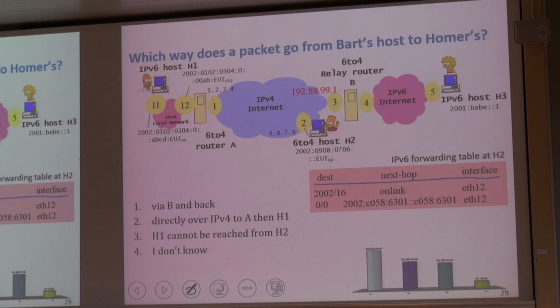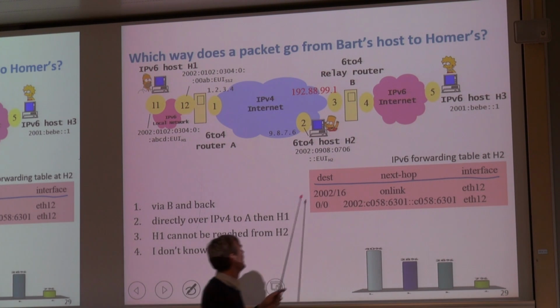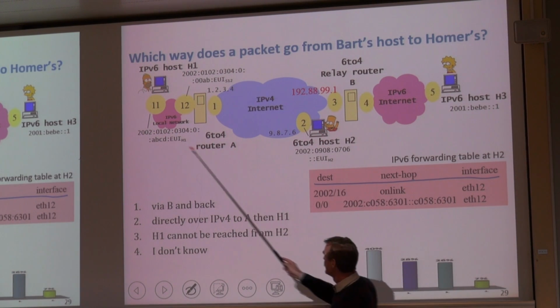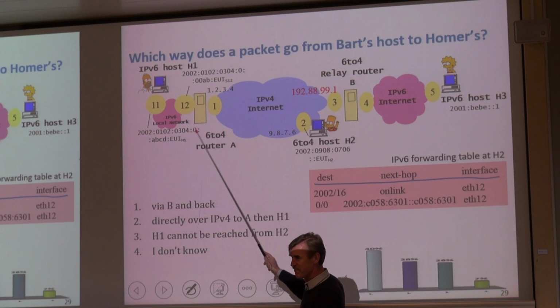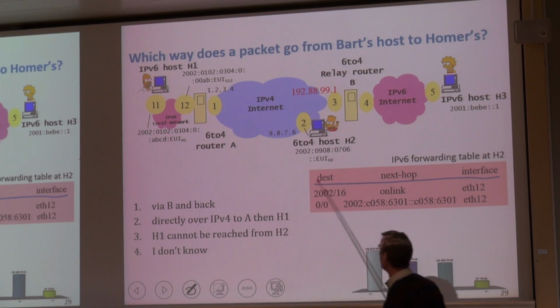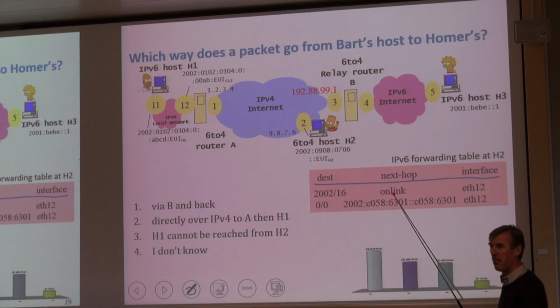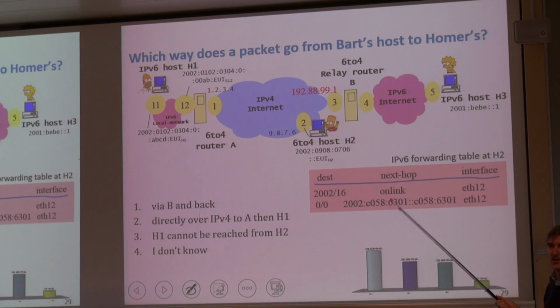Here, well, via B and back, well, imagine, so you're the host here. You have a packet with destination address, this one. You go to the routing table, you analyze the destination address. Does it match this? Yes, it does. It matches the first entry, which says it's on link.